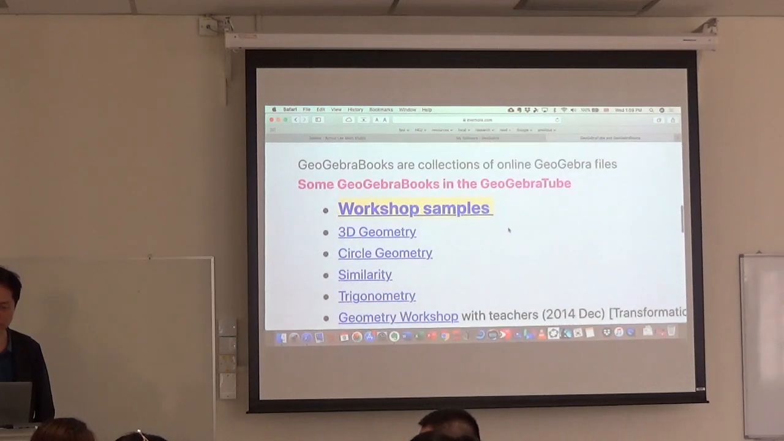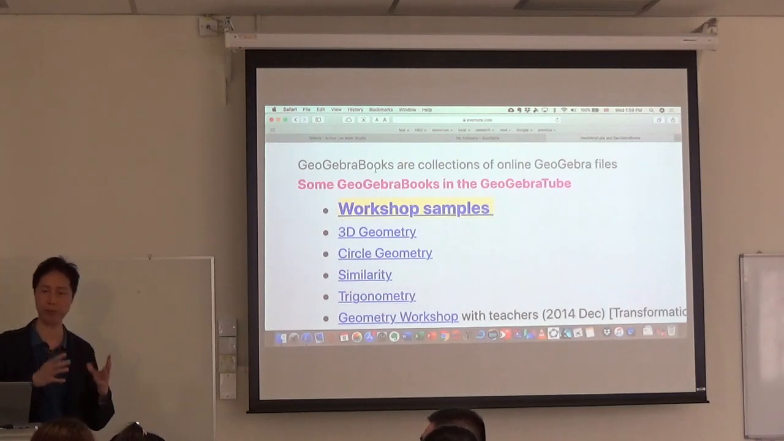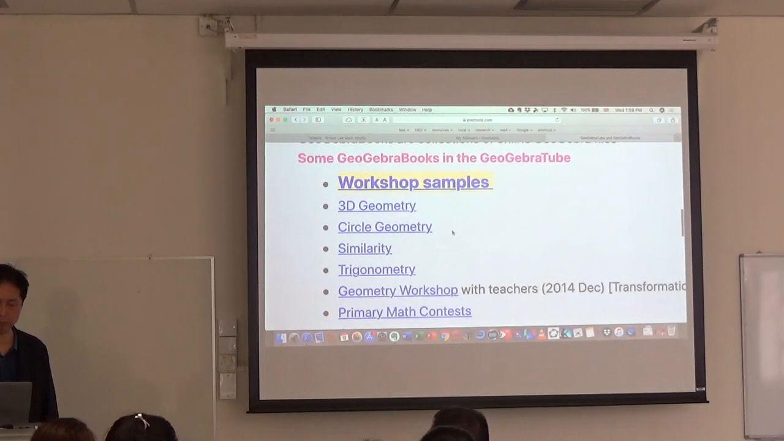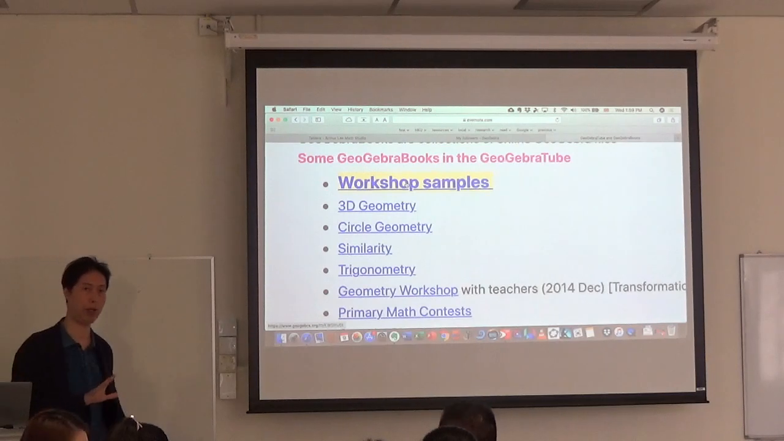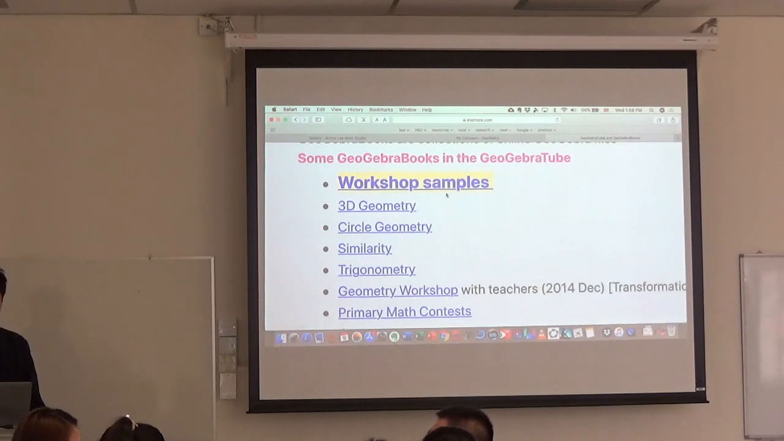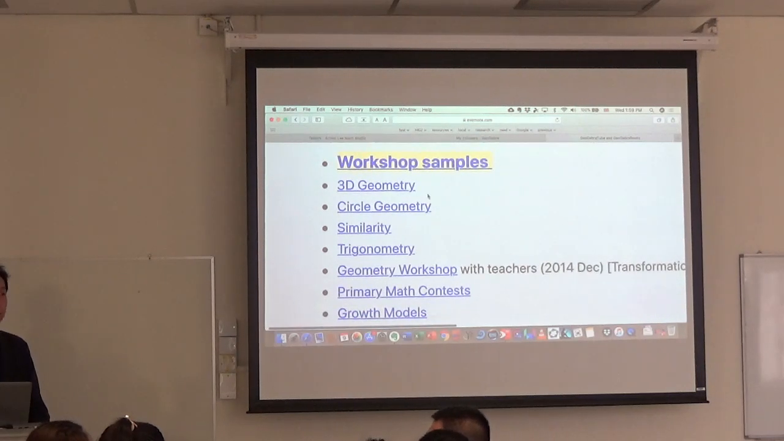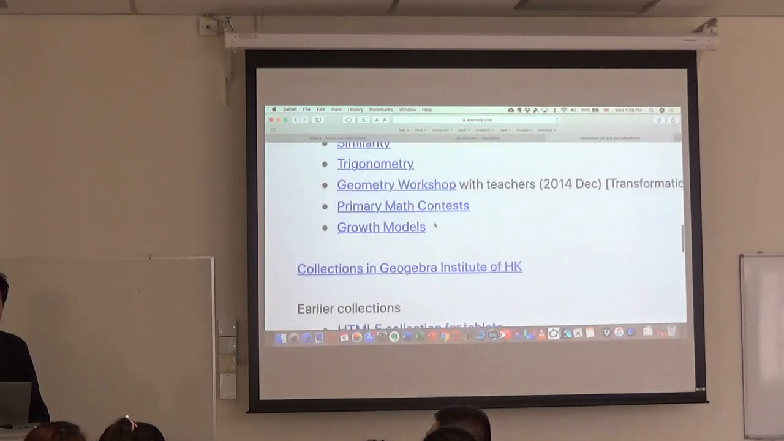Okay, now if you scroll down, then you see what I call the GeoGebra books, right? So each book is actually a collection of different materials inside the GeoGebra platform, and I list some of my books here. Then some collections. I think the first one already showed you a variety of examples, right? I call them workshop samples. They already include a variety of different examples. The later ones will be more specific to different areas. Right? You can find these links.